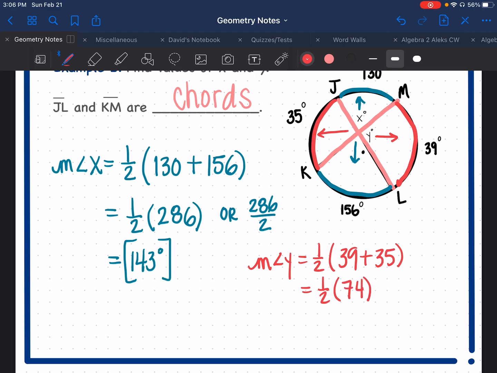And remember, you can think of it as 74 divided by 2, or you could do 74 times 1/2. Either way, we get 37 degrees. Okay, they're inside the angle.